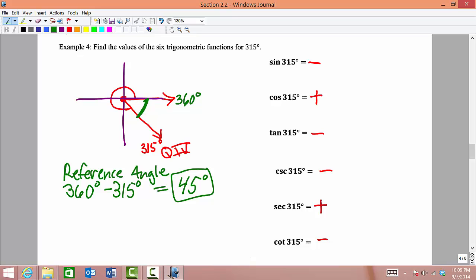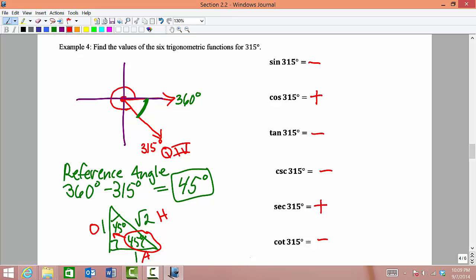So let's think of our special triangle for 45 degrees. My special triangle would look something like this. Here's my 90-degree angle. Here's my 45, 45. The hypotenuse is square root of 2, and the sides are both 1. And we're working from the perspective of our reference angle, 45 degrees. And we know that this would be the opposite side. This is my hypotenuse, and this would be the adjacent side.